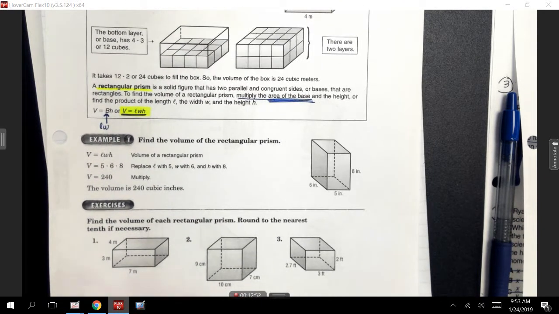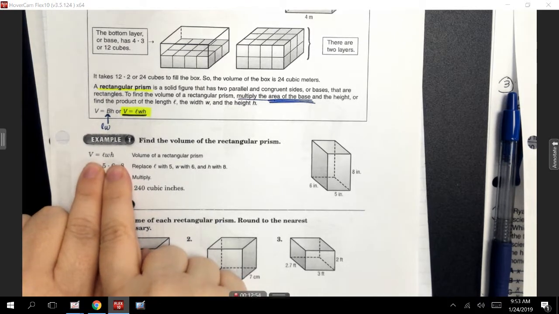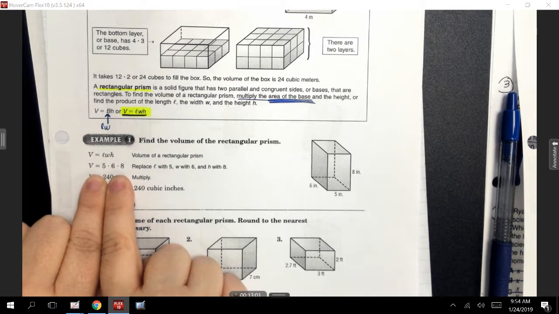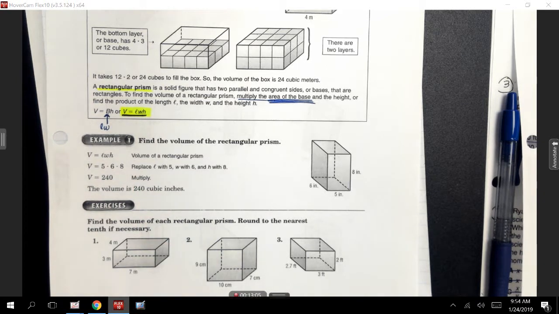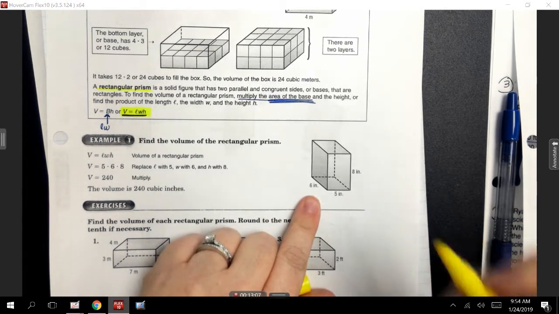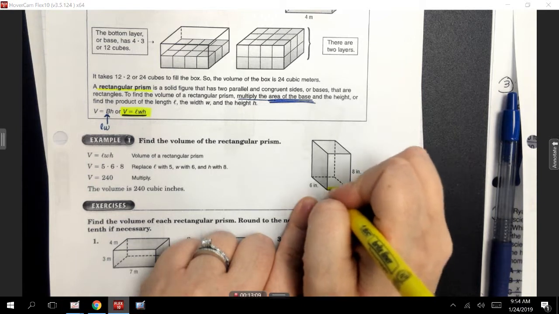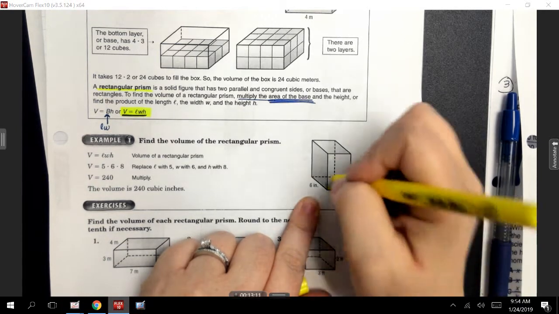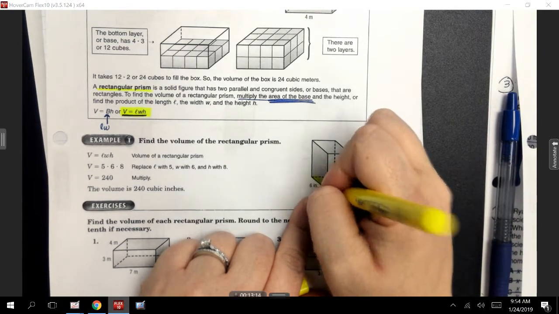So, I want you to look at this first example. Do you see how they wrote the formula? Formula, length times width times height. Good. Then they said, okay, my length and width are 5 and 6. Okay, so this is where I'm going to give you an extra step. So here's their shape. Do y'all see where I have the line that says 5? And my line that says 6. Y'all see that?